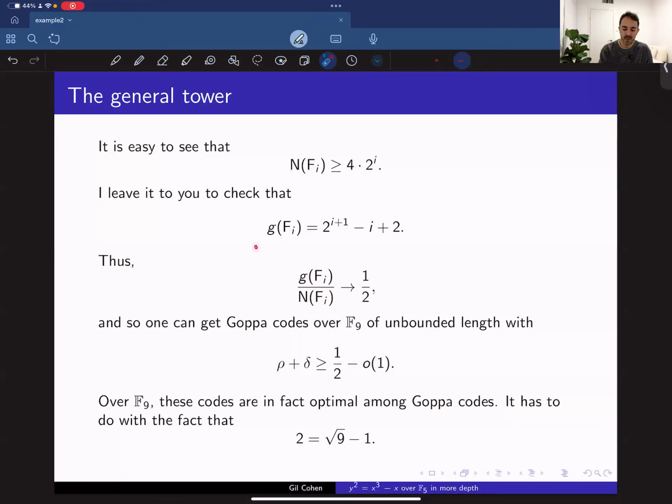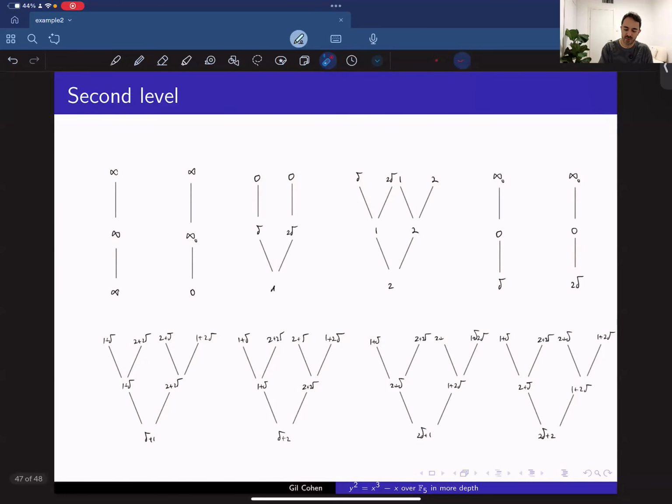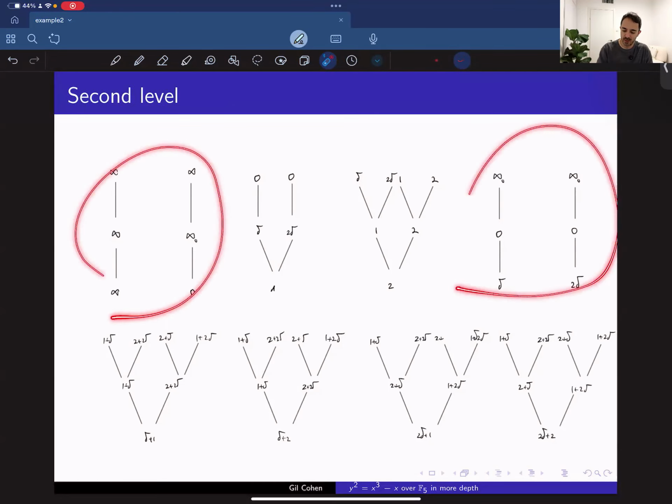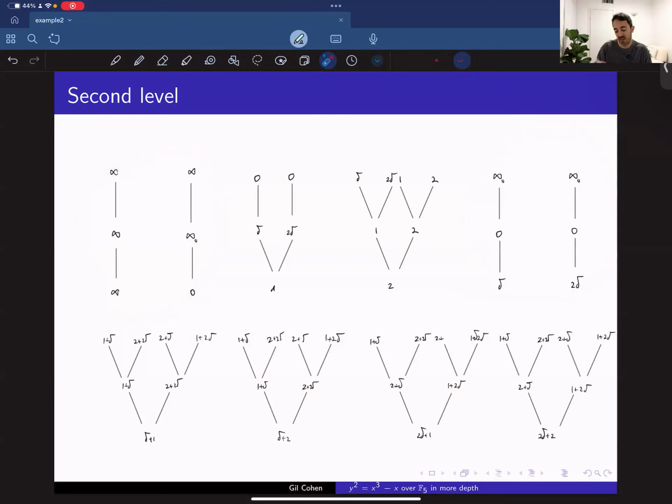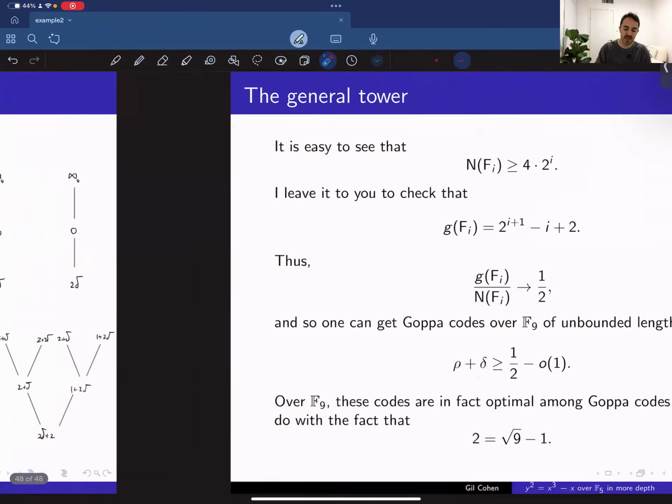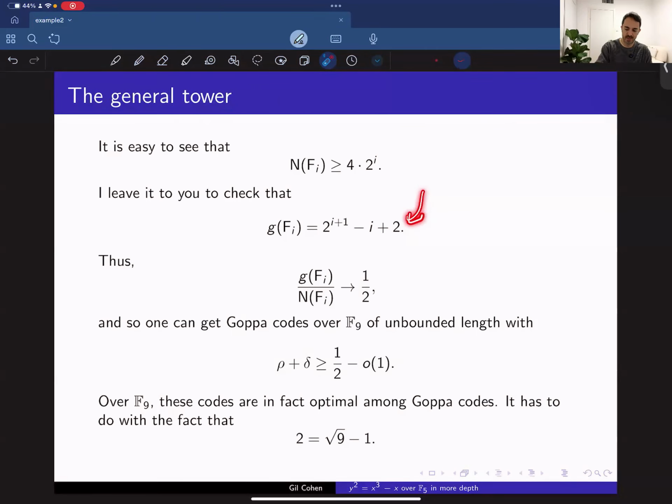And the genus calculation is actually harder, but you should trust me that the genus is 2 to the I plus 1 minus I plus 2. Actually, I don't quite remember how I got this number. At the end of the course we'll see, but definitely it's true that because of the ramified places here only even, you'll get this number, and I guess what I'm saying here is that there are no other places that ramify, but yeah, I should trust myself here, but I don't remember. And therefore, if you think about it for a second, G over N approaches 1/2 as I goes to infinity.